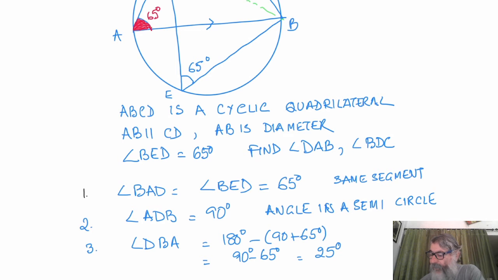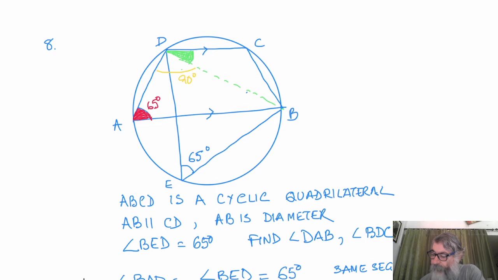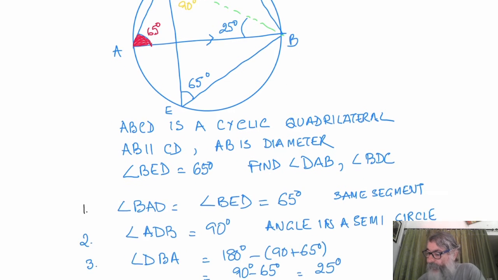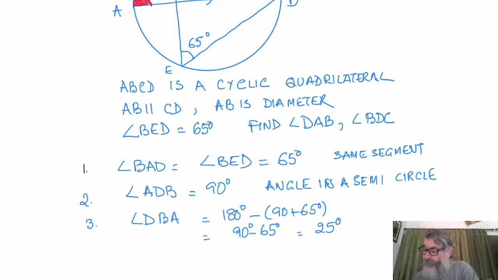So this angle comes out to be 25 degree, and if this angle comes out to be 25, automatically angle CDB will come out to be 25 as well. Why? Because these are alternate angles. What will we say? Angle C, he wants BDC.